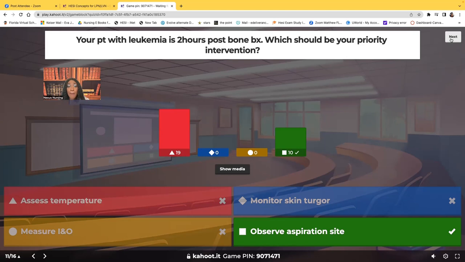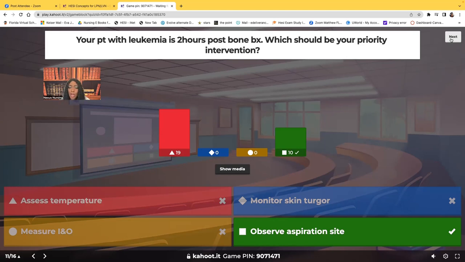Look at the question. Patient's got leukemia. So we know those WBCs are low, right? We know what else is low. Platelets. They're already at risk for bleeding just from the diagnosis, right? They had an invasive procedure that puts them at risk for bleeding. And I told you any surgery a patient has, we're going to be concerned about hemorrhage. Boom.